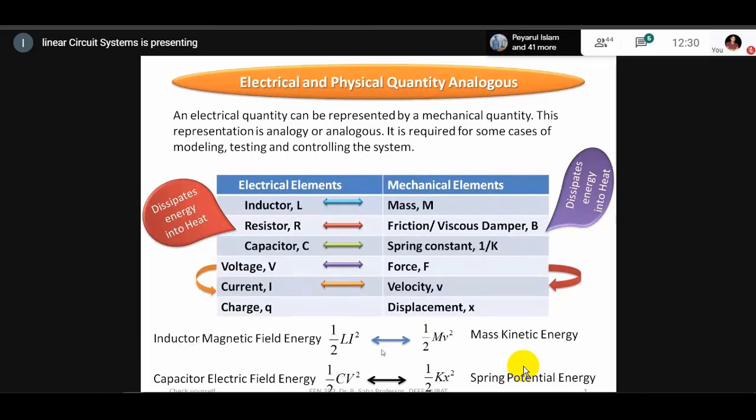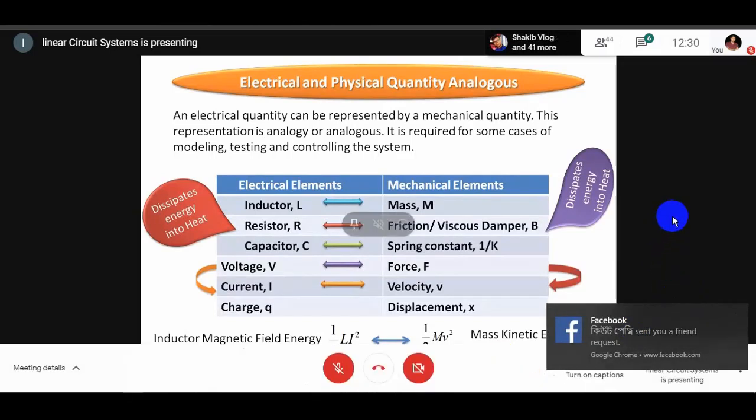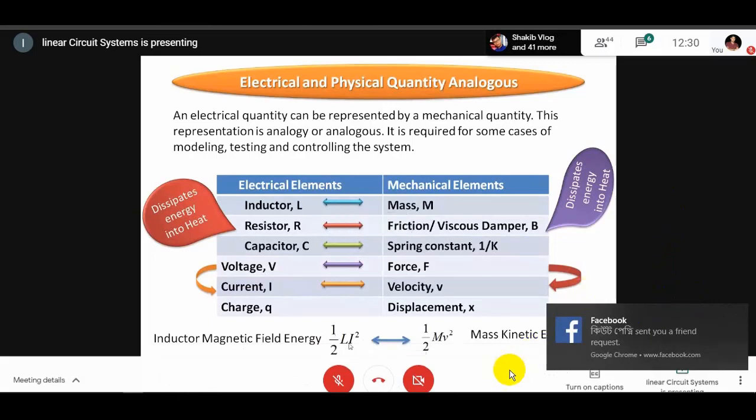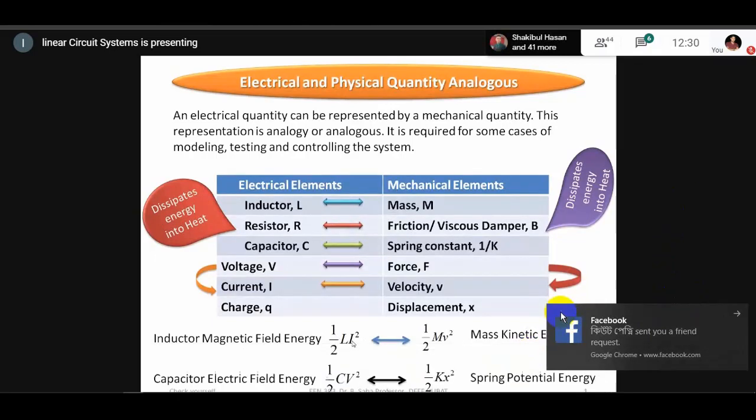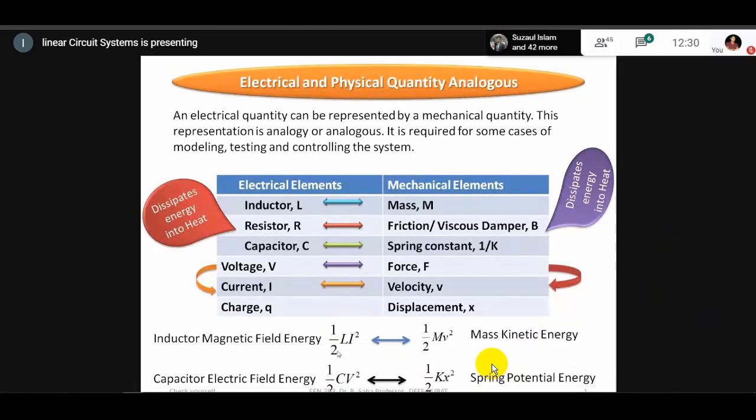Now, their energy equation. If you look at the inductor magnetic field, the inductor works based on magnetomotive force. Based on magnetomotive force, the surrounding magnetic field is created by the current passing through the conductor, right? So based on that inductance and current, they have the energy equation. That equation is half L i square.